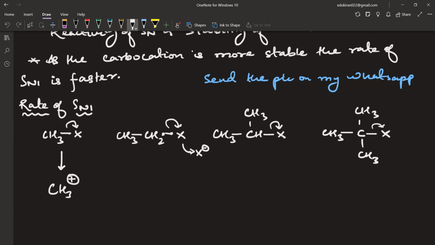Now, if X is taking both of the electrons, this carbon has one electron less. Since this carbon is 1 electron less, it will get a positive charge because the number of protons is more and the number of electrons is only 1 less than the number of protons now. Is that clear? Who will get the charge? The carbon which is breaking the bond will get a charge. Got it.